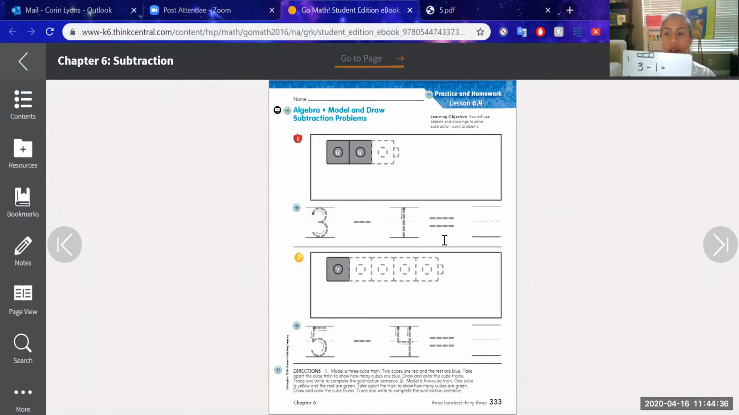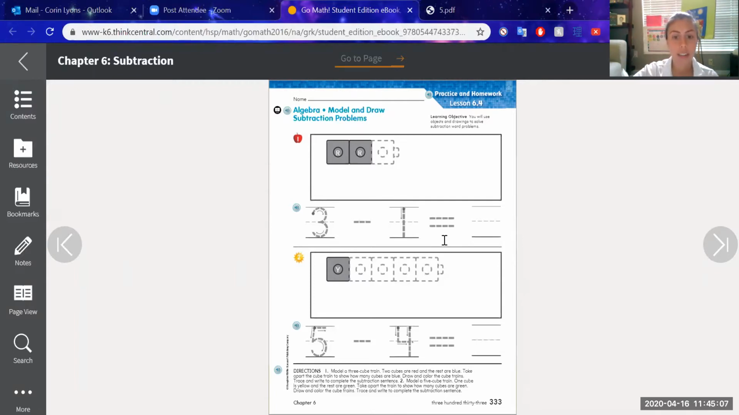so on your paper you should have 3 minus 1. 1, 2, 3. How many are we taking away? 1. So cross 1 cube out. How many cubes do you have left? That's right, you have 2 left. So 3 minus 1 equals 2. Great work. Let's look at number 2.